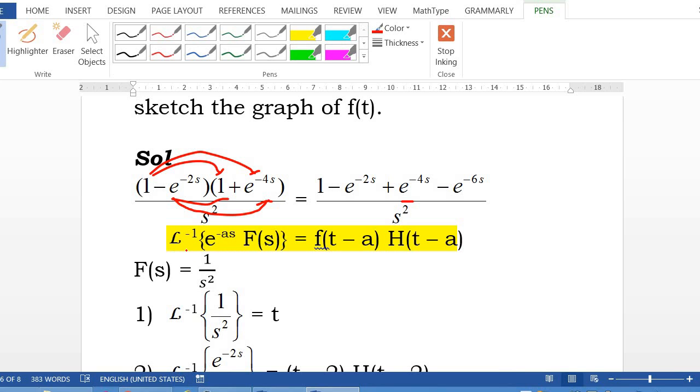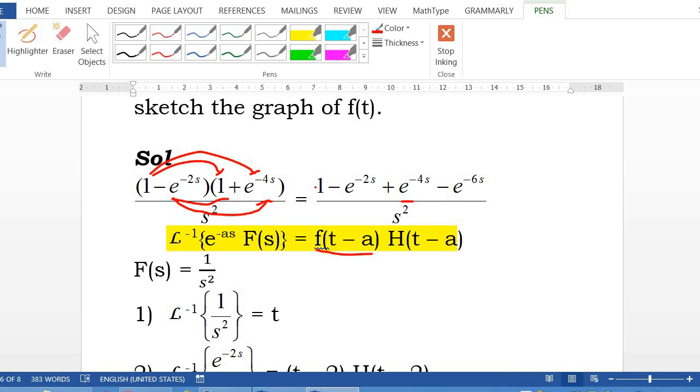In order to apply the second shift property, because you notice that it's in the form of inverse Laplace of exponent negative as F(s). For the second term a is 2, third term a is 4, fourth term a is 6. However, the F(s) is common, which is 1 over s squared. Once the inverse Laplace of exponent negative as F(s), the answer is f(t minus a) h(t minus a). Means for the second term you should multiply with h(t minus 2), third term h(t minus 4), fourth term h(t minus 6). And then the f(t) for 1, 2, 3, 4 are actually the same.